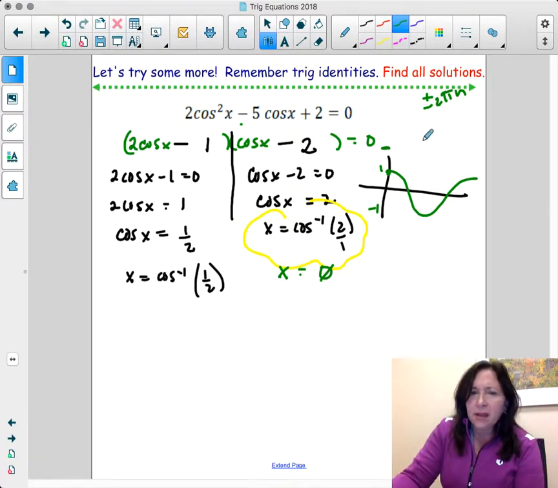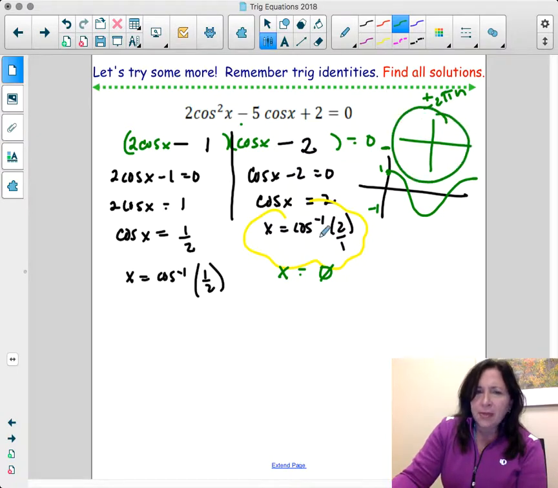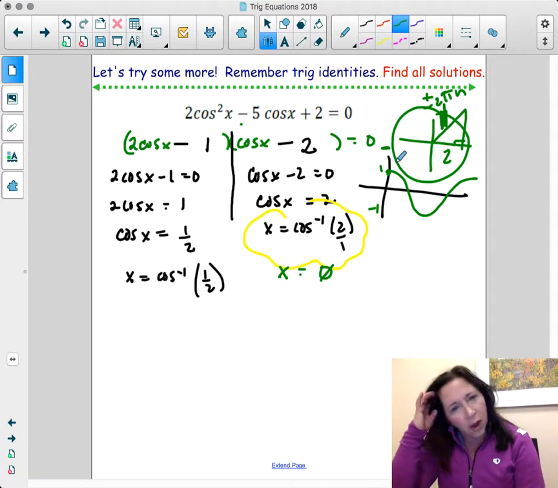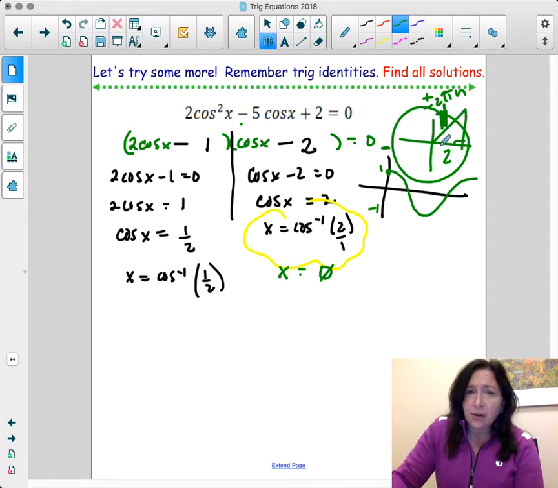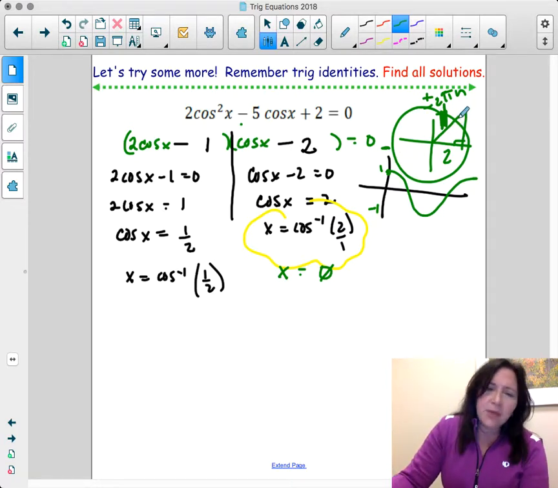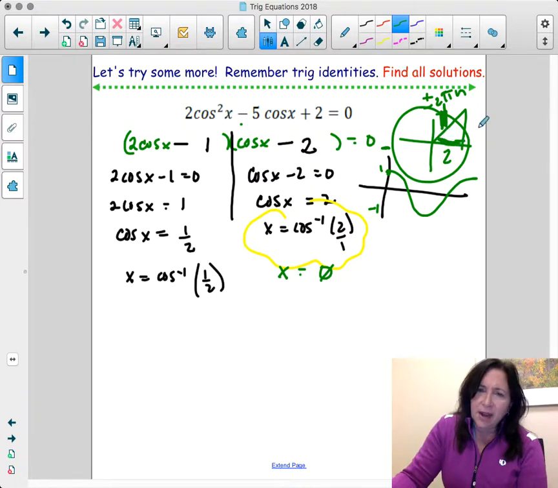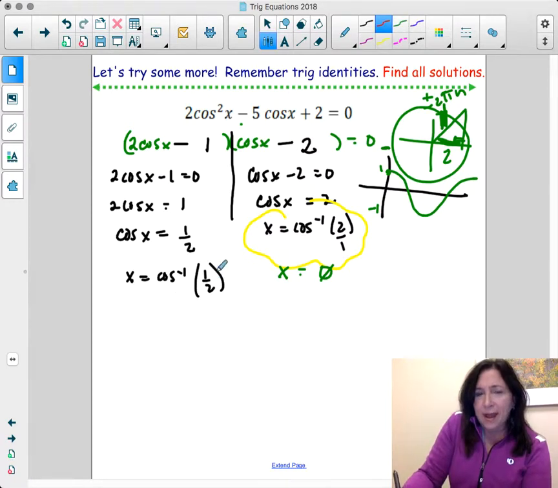Also, keep in mind that I could have drawn a circle, and this is positive. If I were drawing cosine, which is adjacent over hypotenuse, you would also hopefully have found that my hypotenuse can't be smaller than the length of one of my sides, the legs. So this one doesn't work. But let's try to figure out where cosine is 1/2.